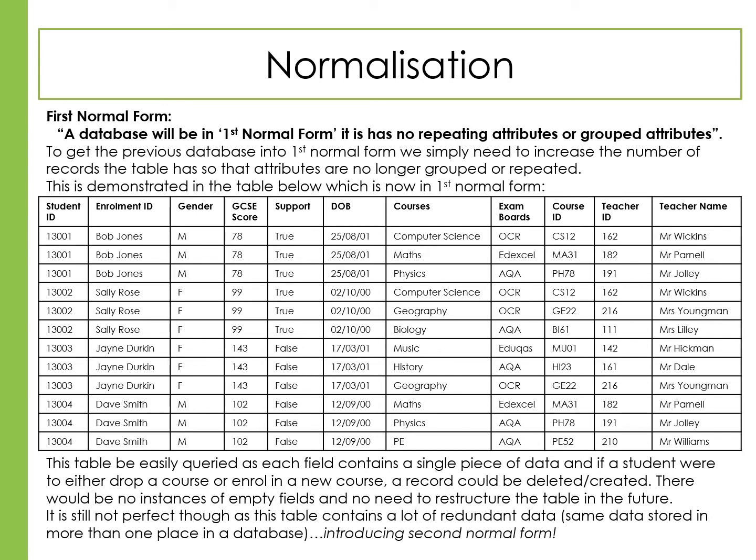It's not perfect, it's still a flat file database though, and it contains a lot of redundancy. So as we've seen previously with flat file databases, we've still got the same details in there. So for example, Bob Jones appears 3 times, his gender appears 3 times, and his GCSE score appears 3 times. So now let's have a look at second normal form.